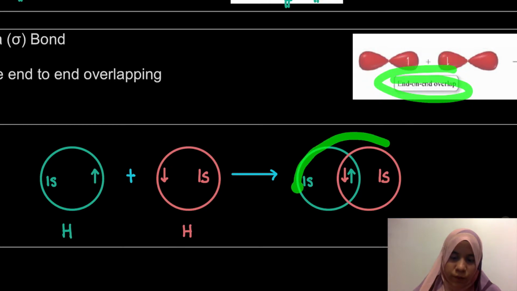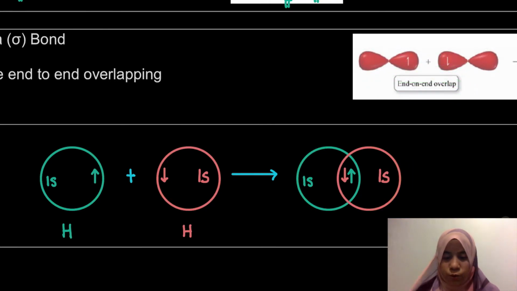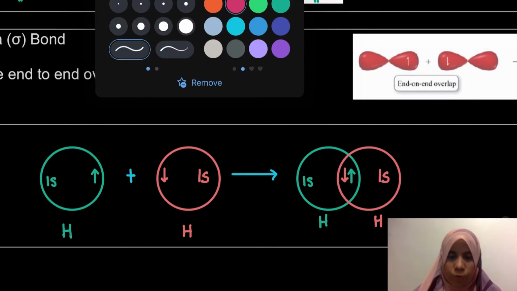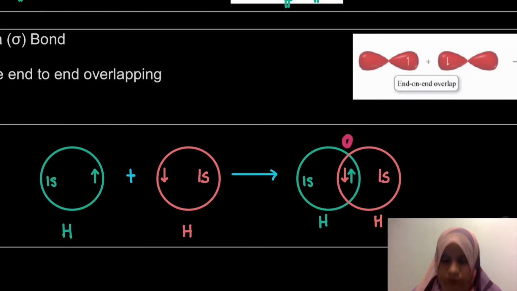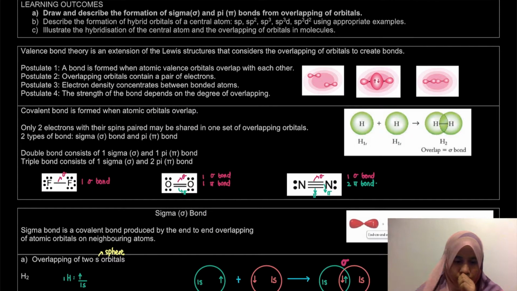So this is what happen, end-to-end, yang end of our s orbital. Okay, so we have to label lah. This is actually our hydrogen. Ni pun hydrogen yang form H2 kita. Last but not least, jangan lupa labelkan kita punya sigma bond. So sigma bond kita, kisah kat sini. This is what we call sigma bond kita, orbital overlap. Okay, so that is actually for the cases of 2s orbital.